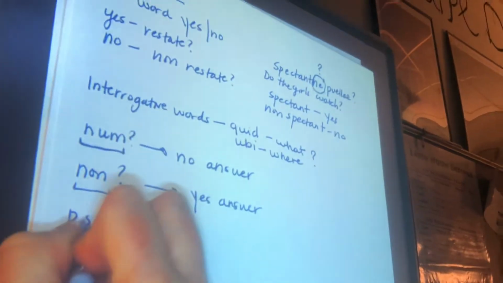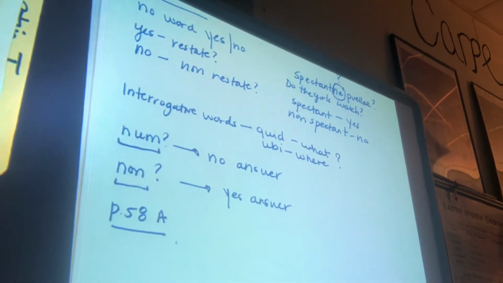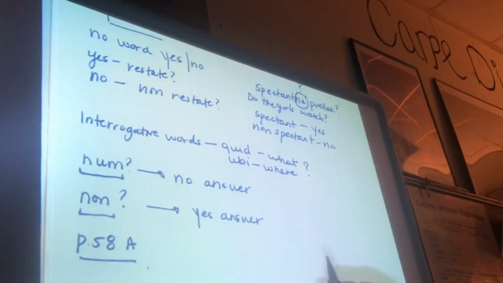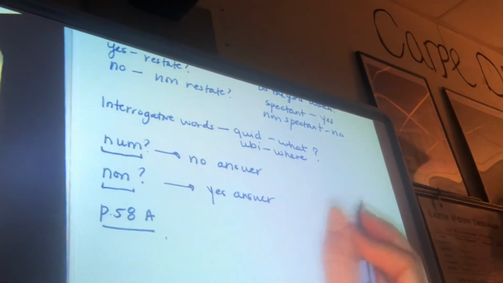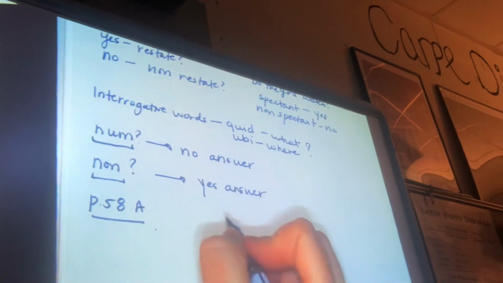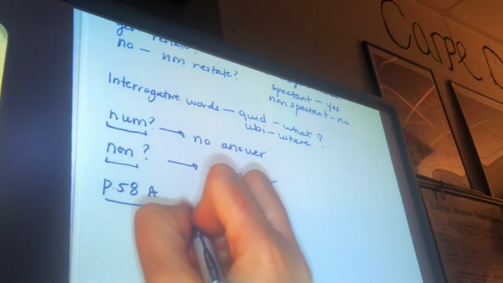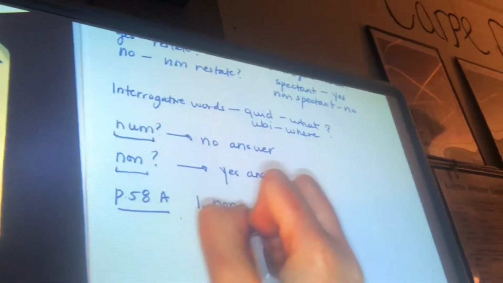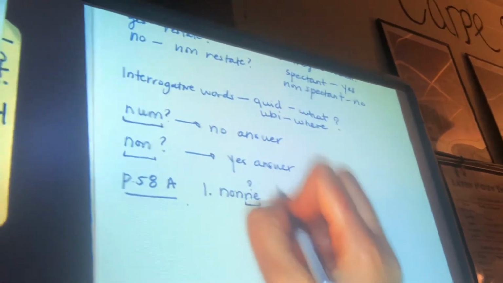On page 58A, what you're going to do, the entire exercise essentially is answering questions. So we're going to do the first three together. One that has num, one that has non, and one that doesn't use either. And I think that will help make this make sense. So question number 1. Non, ne. Remember the ne is just a question. Non, ne.